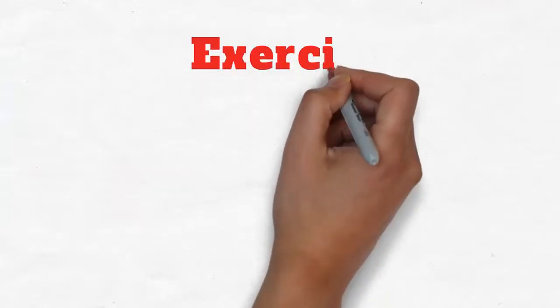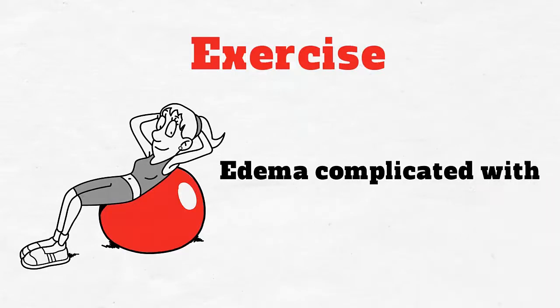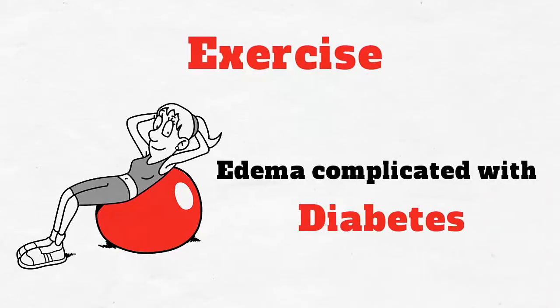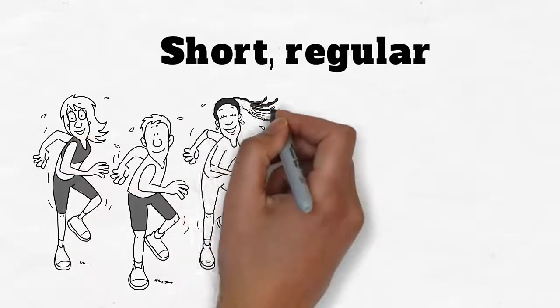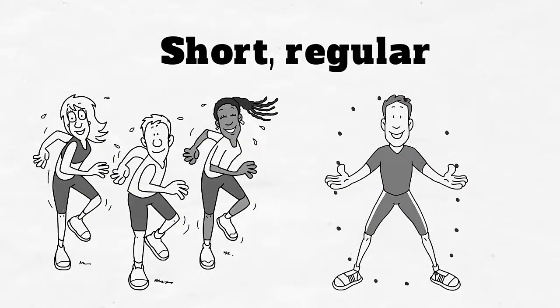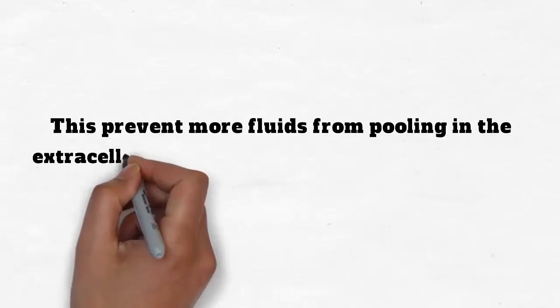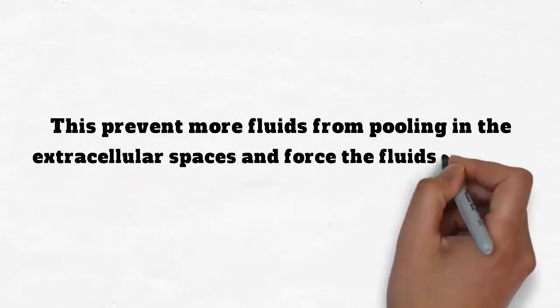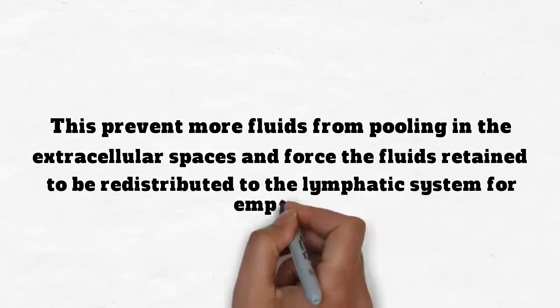Exercise. Exercise is also important for treating edema complicated with diabetes. Short, regular aerobic exercises are the ideal. Exercise helps the muscles to flex and blood circulation to resume. This prevents more fluids from pooling in the extracellular spaces and forces the fluids retained to be redistributed to the lymphatic system for emptying.